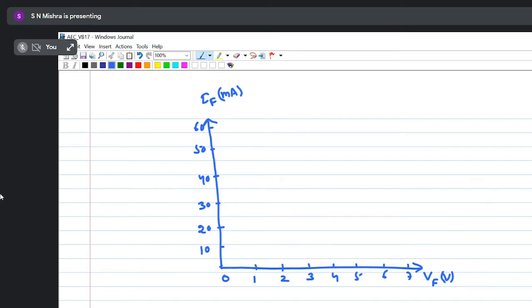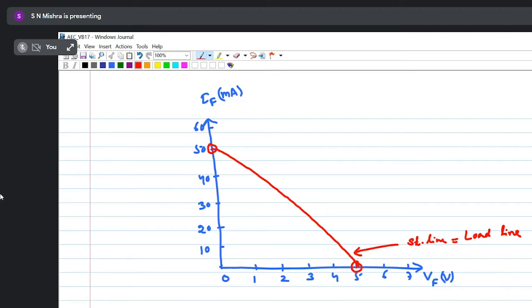Then I'm plotting a graph between voltage and current. The maximum voltage in my circuit will be 5 volt and the maximum current is 50 milliampere. More than 50 milliampere I will not get, more than 5 volt I will not get. So I'll join these two points and I get a straight line. This straight line is called the load line, the line joining the maximum voltage and maximum current of the circuit.